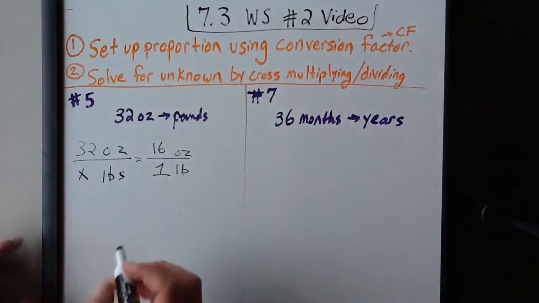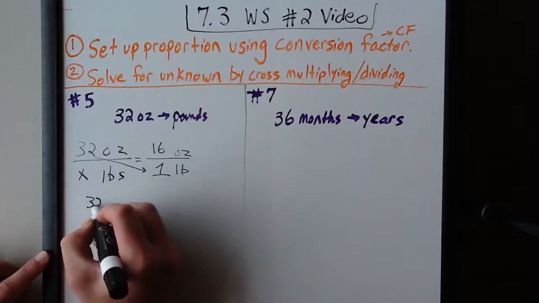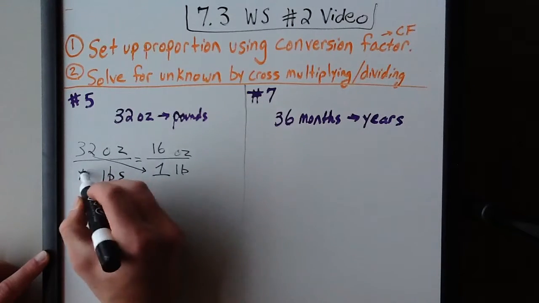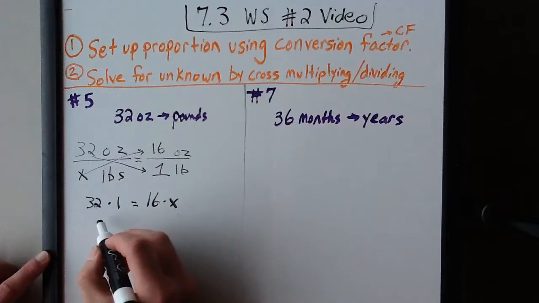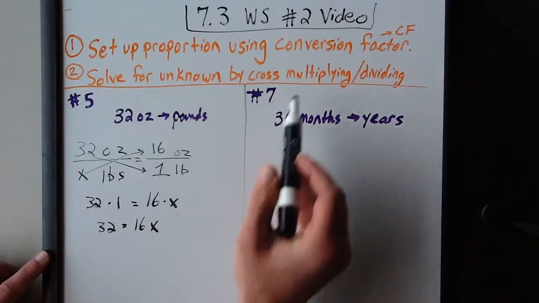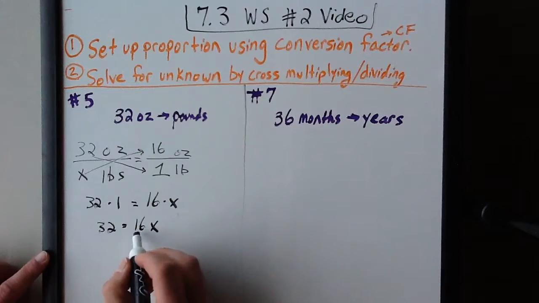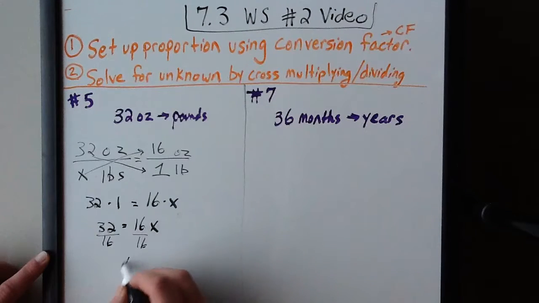After I set up the proportion, I'm going to cross multiply and divide. So 32 times 1 is equal to 16 times x. When I multiply those together, I get 32 is equal to 16x. After I cross multiply, I need to divide to solve for that unknown. So I divide both sides by this coefficient, both sides by 16, and I get x equals 2.